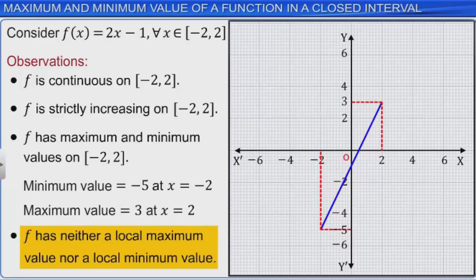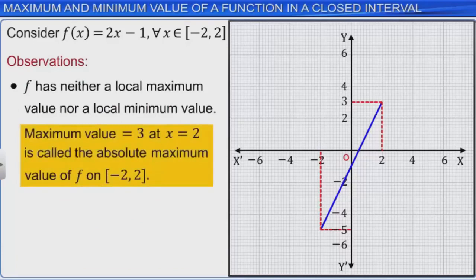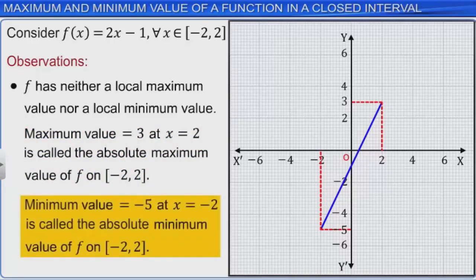The maximum value 3 of f at x equal to 2 is also called the absolute maximum value, or the global maximum, or the greatest value of f on the closed interval minus 2, 2. Similarly, the minimum value minus 5 of f at x equal to minus 2 is called the absolute minimum value, or the global minimum, or the least value of f on the closed interval minus 2, 2. Let us learn to find the absolute maximum and minimum values of a function on a closed interval.